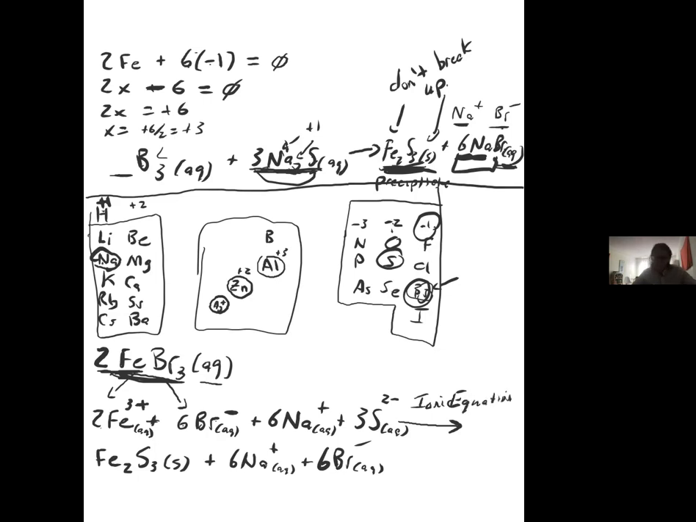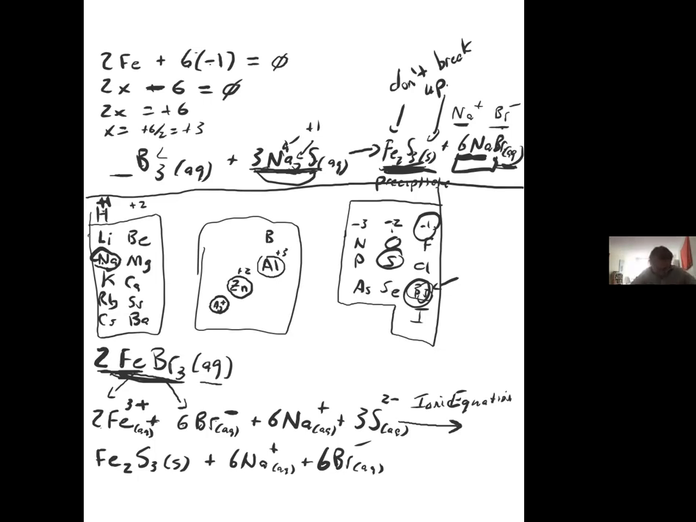But that's not what the question is. The question is, what is the net ionic equation? Well, the net ionic equation is sort of like, if someone gives you $100, but then you give 50 back, the net change is 50, right? 100 minus 50. So you're going to subtract out everything that's the same.